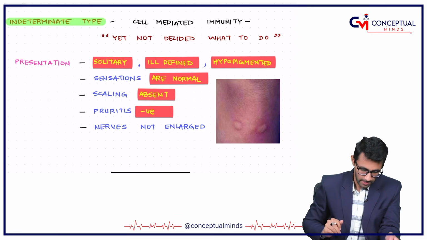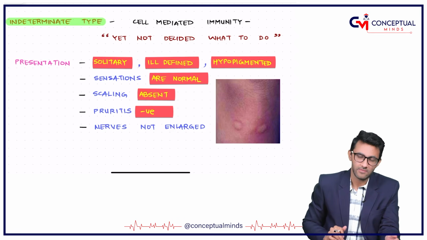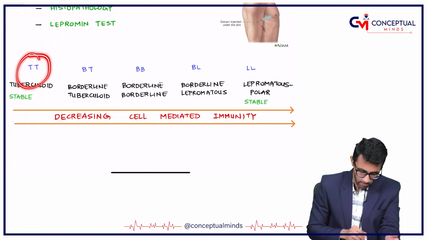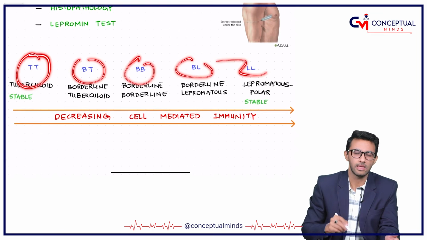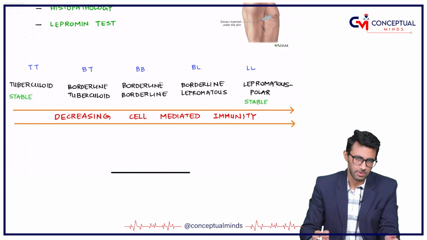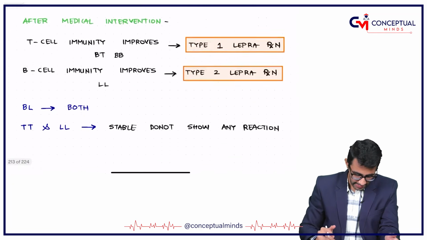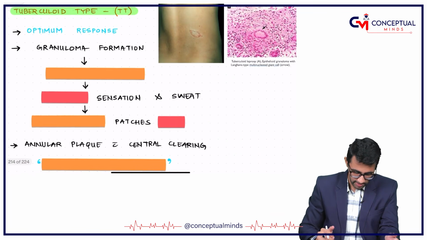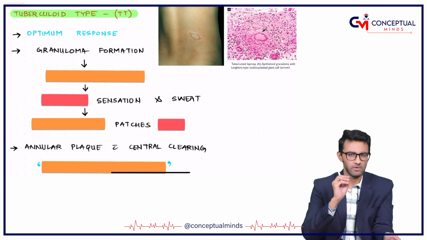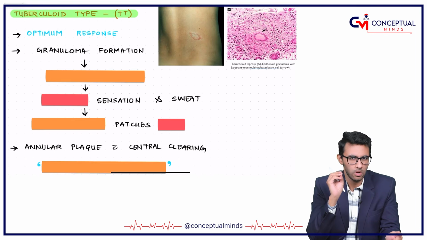All right, coming on to the next one. Now we are starting with all of these, so we will go about TT, BT, BB, BL and LL. One by one we'll see all the different aspects of it. So TT: do you remember when we discussed TT? It is not the first time talking about it. Before, when I gave you an introduction, what did I tell you?